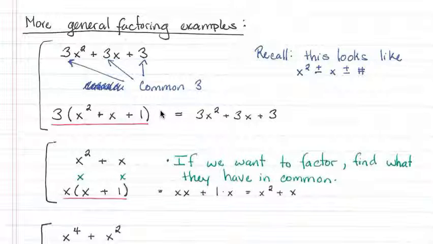Now, I also want to point out here that when we factor out the 3 from this here, this 3 by itself doesn't become 0, it must become 1, so that when we multiply it 3 times 1, we get our 3 back. If we just pulled it out and assumed it was 0, it would disappear and it would no longer be the same as the original.